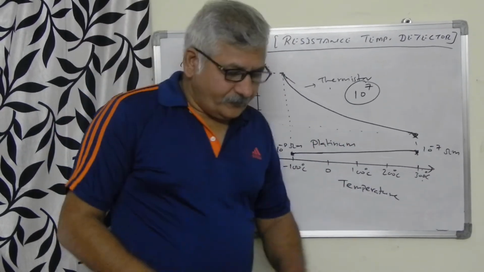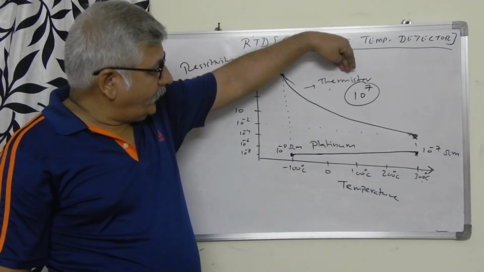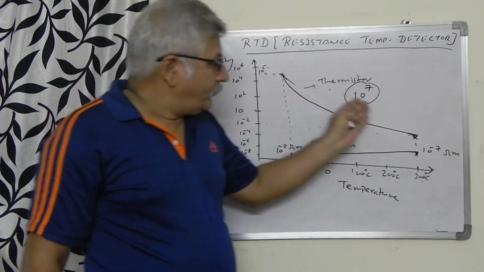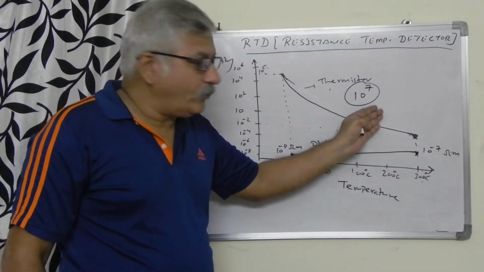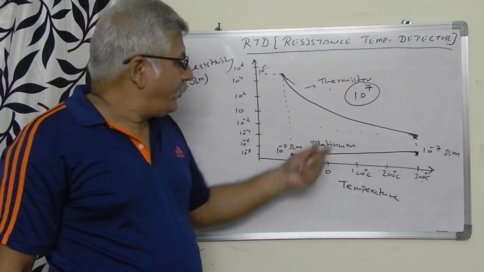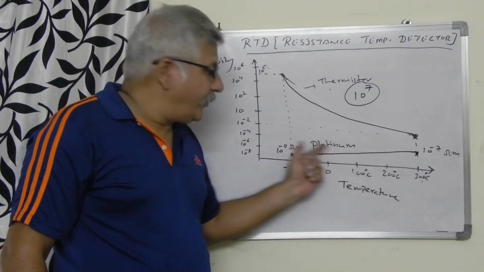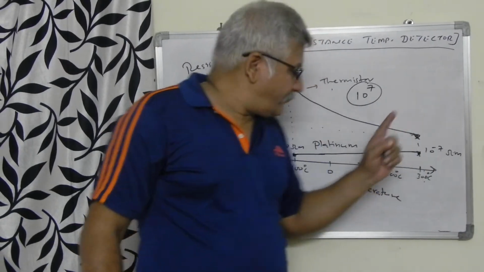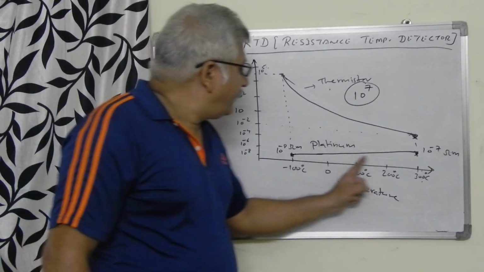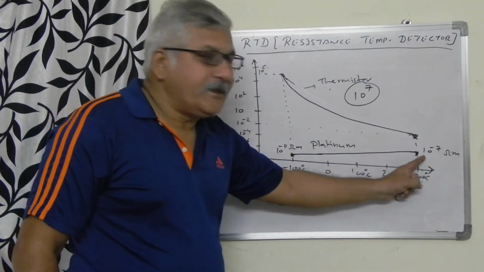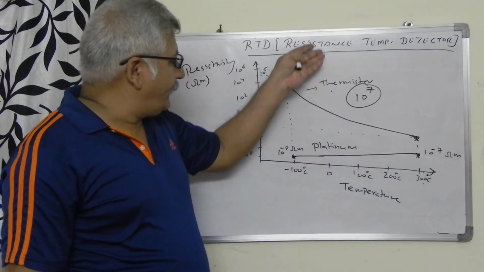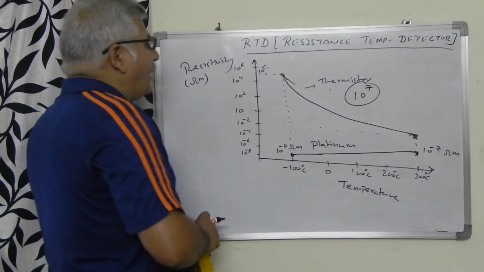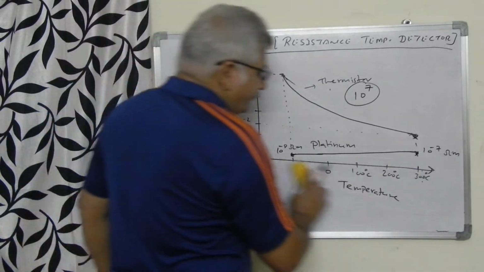So in case of the thermistor, the variation is more, so the sensitivity of this device is more. Whereas in case of platinum, the variation is not that much, so sensitivity is less, but this variation is linear. Whereas in case of the thermistor, the variation is non-linear. So these are the differences between RTD and thermistor.